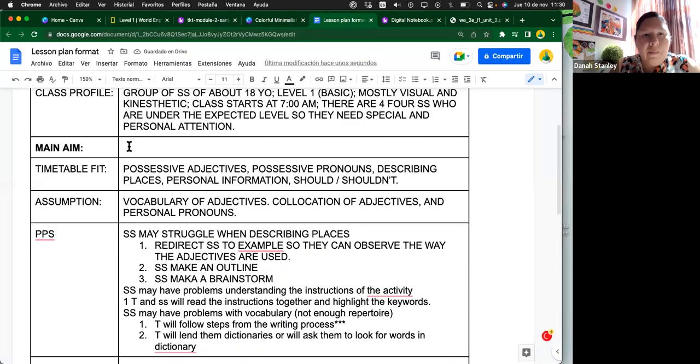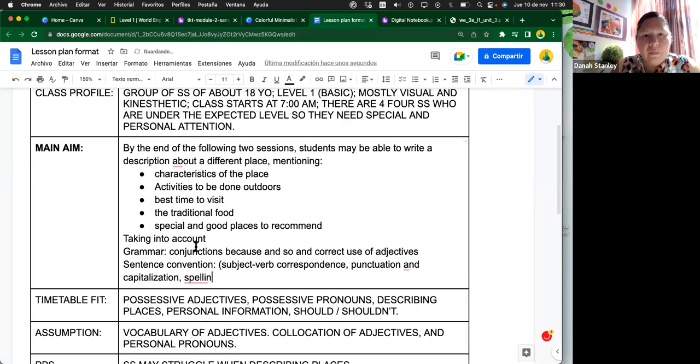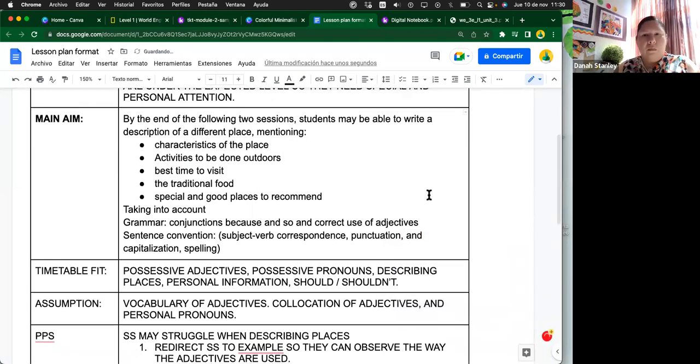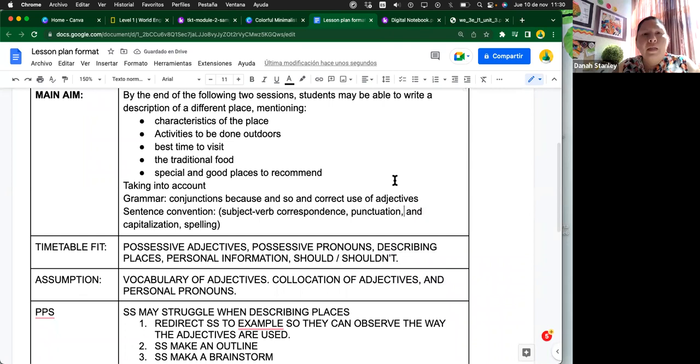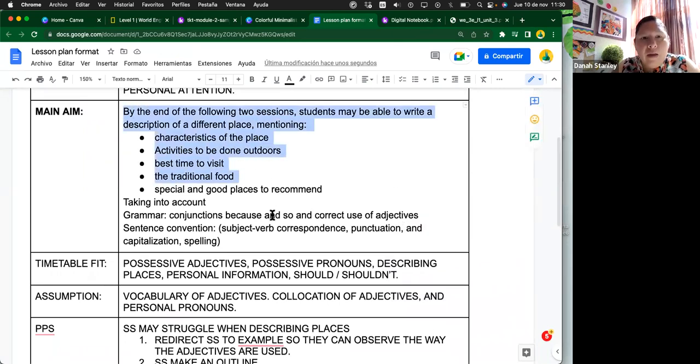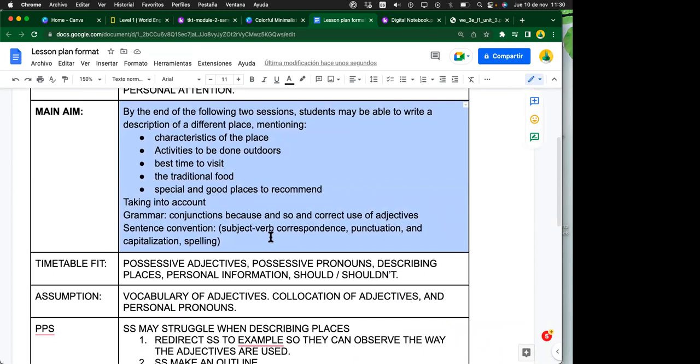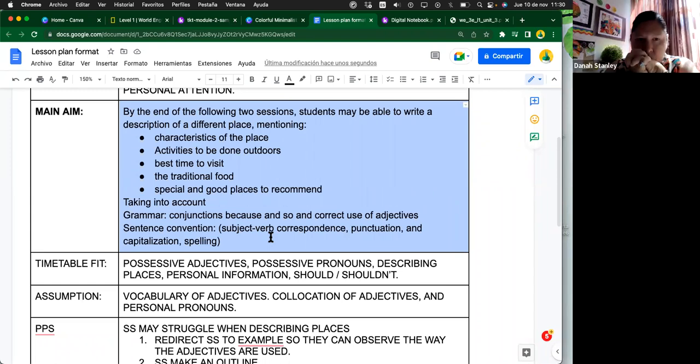copy and paste my main aim. Ahí está. Easy or difficult, the way I need to write my main aim? Well, I mean, easy. Now that you show us, it's way easier than I expected. Okay.